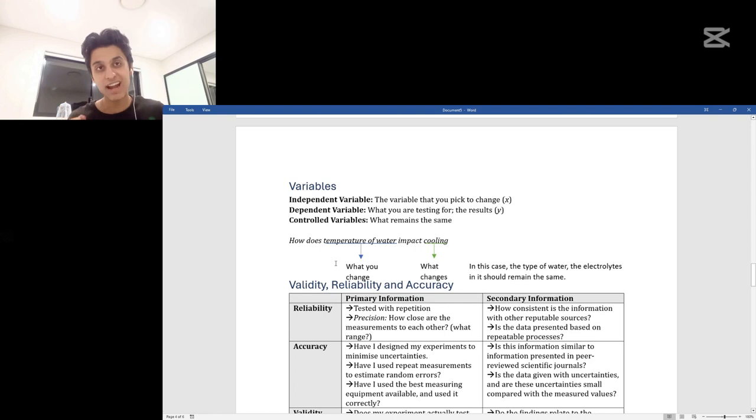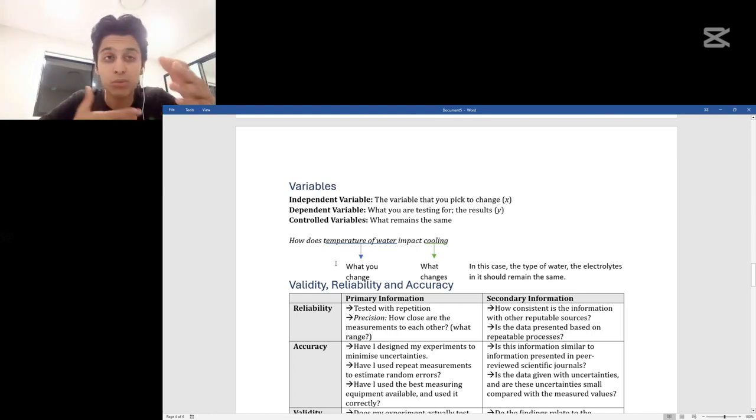If I was to imagine a graph, on my x-axis I would have the temperature of water, and on my y-axis I'd have the rate of cooling. So first of all, your x-axis is what you change. In this case, it's the temperature of the water. Now the dependent variable is the thing that gets impacted. What are you testing for? In this case, I am testing for the impact on cooling. So my dependent variable would be cooling, and so my results would show a trend in how the water cools, and that's what I'm testing for. That is going to be my result.